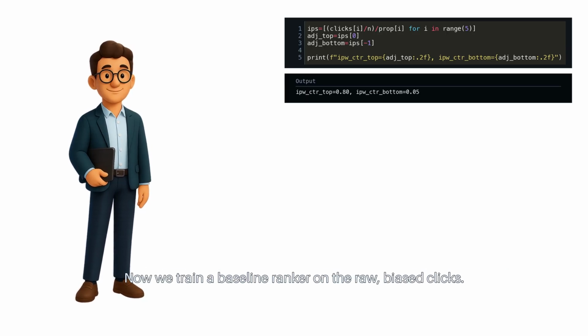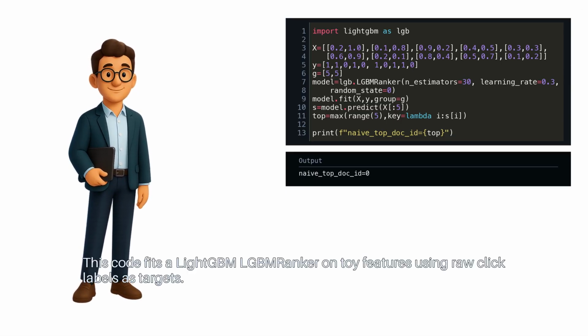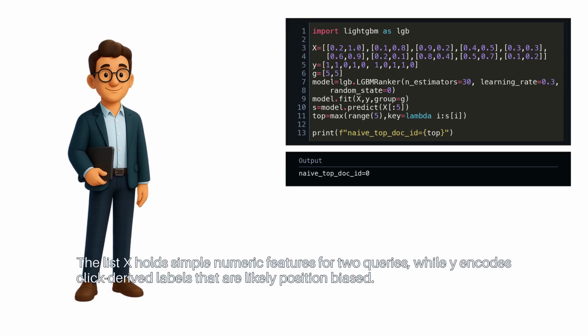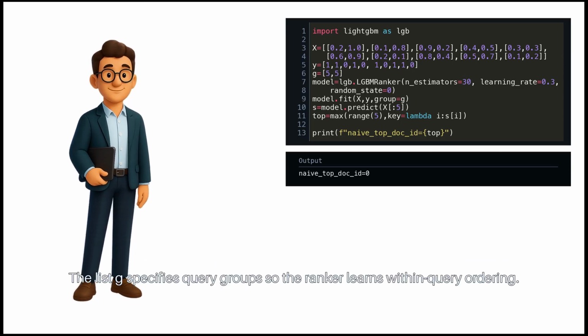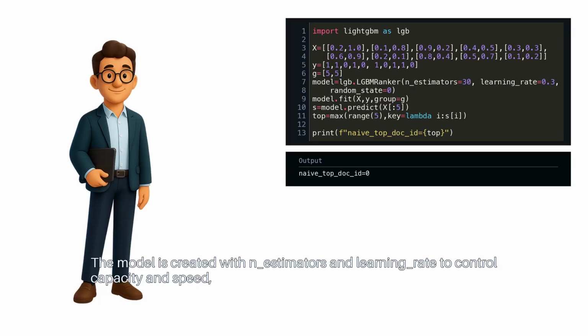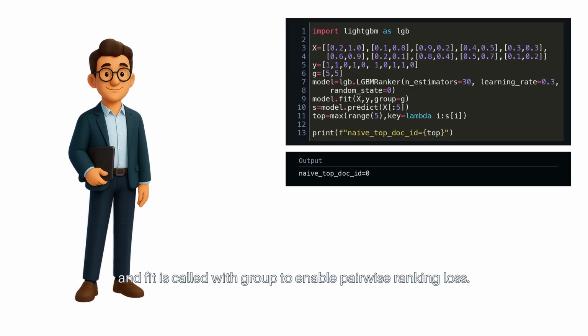Now we train a baseline ranker on the raw biased clicks. This code fits a LightGBM LGBMRanker on toy features using raw click labels as targets. The list X holds simple numeric features for 2 queries, while y encodes click-derived labels that are likely position biased. The list G specifies query groups, so the ranker learns within-query ordering. The model is created with n_estimators and learning rate to control capacity and speed, and fit is called with group to enable pairwise ranking loss.